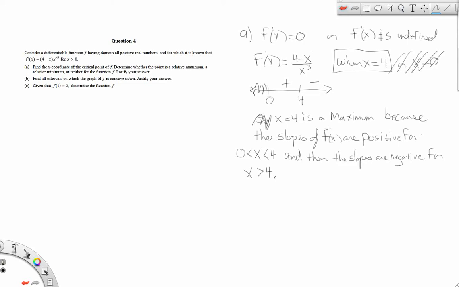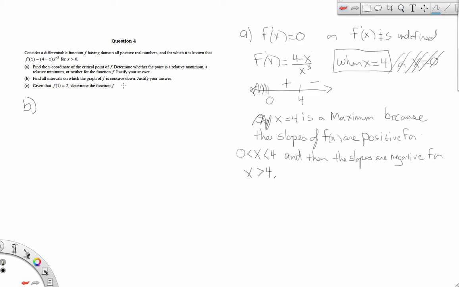Alright, x equals 4 is a maximum because the slopes of f of x are positive between 0 and 4, and the slopes are negative bigger than 4. I could have also talked about the derivative being positive or negative. Either way, the justification should be fine. Alright, did I answer all the questions? Looks like it. Part B.